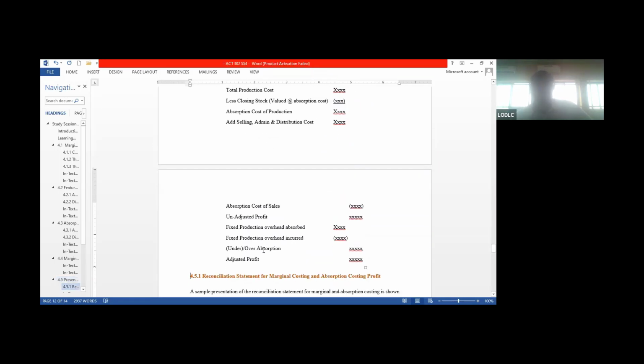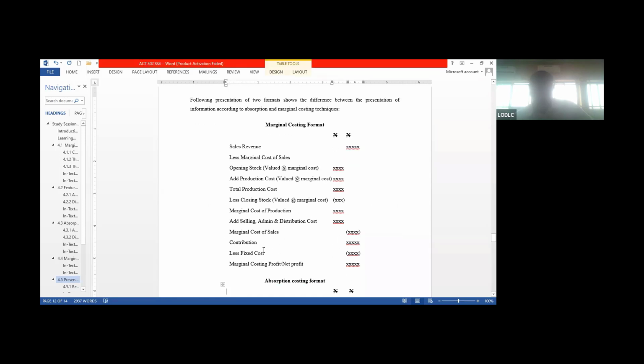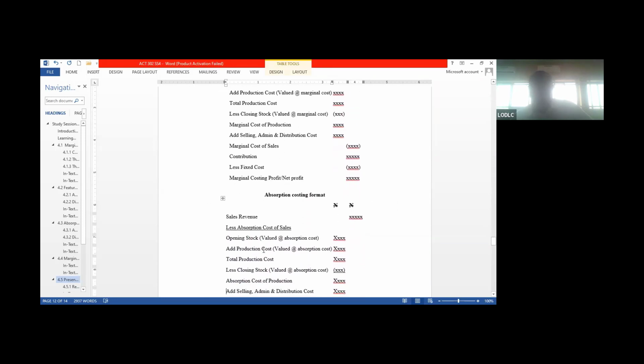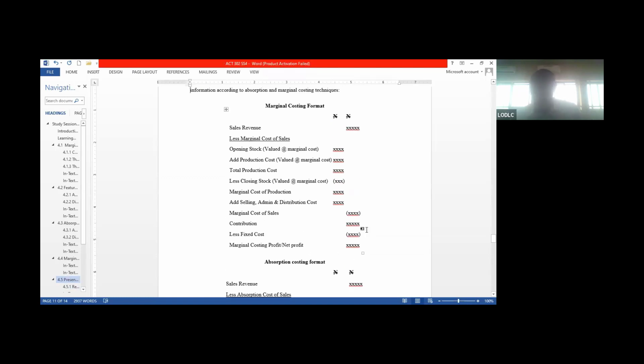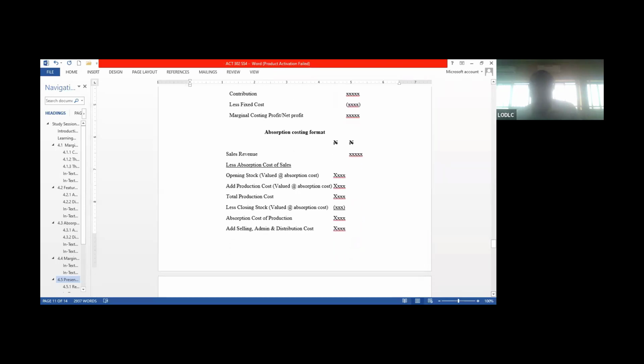Then we have the format for absorption costing. So we have sales revenue, absorption cost of sales. You look at this format, it's the same way, but the only thing is one is valued at marginal cost and the other one is valued at what? Absorption cost.